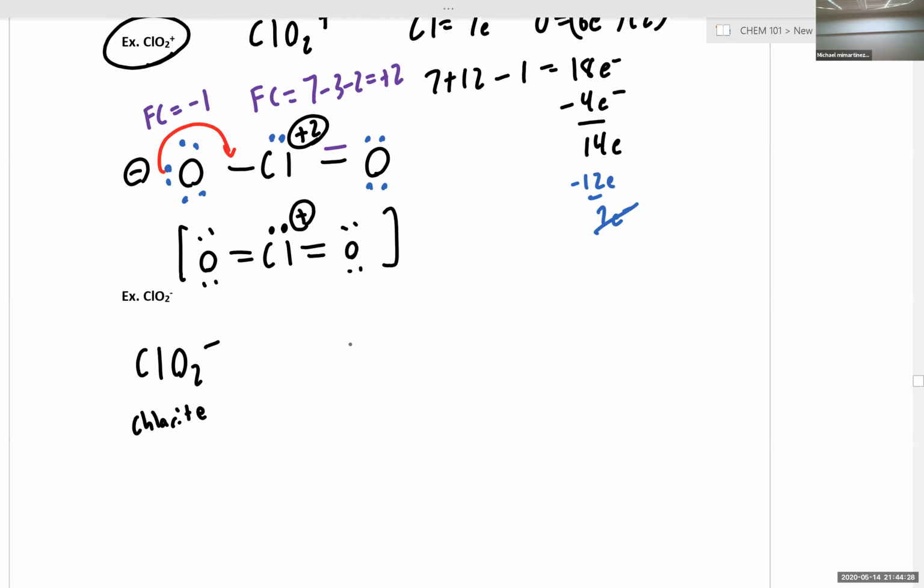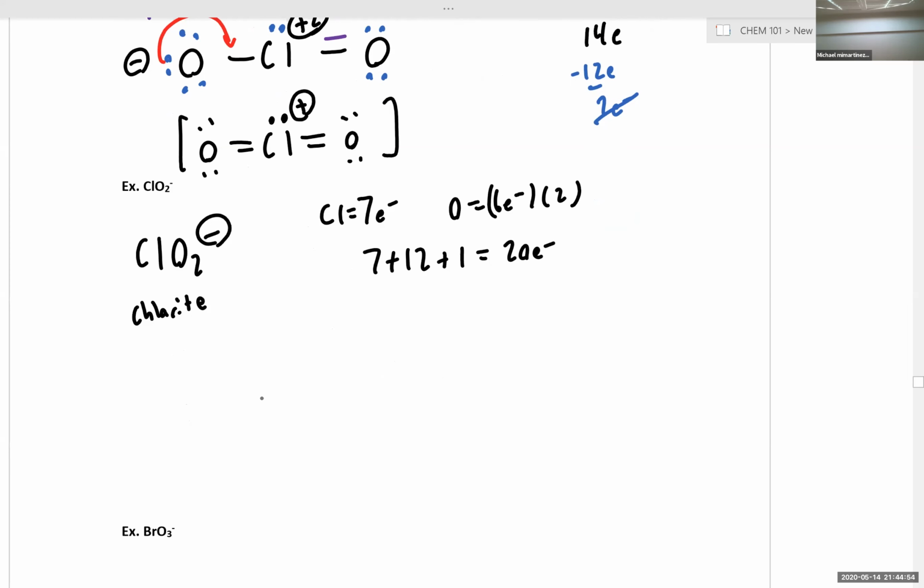Okay, wonderful. So counting electrons, we have 7 electrons for chlorine. Oxygen is 6 electrons. We have 2 oxygens. So we have 7 plus 12. What do we do with this -1 charge? Do we add or subtract from our total? Add, so plus 1. That in turn gives us 20 electrons. We place chlorine as our central atom, surround it with 2 oxygens, and we form 1 bond each. So we have 16 electrons remaining.